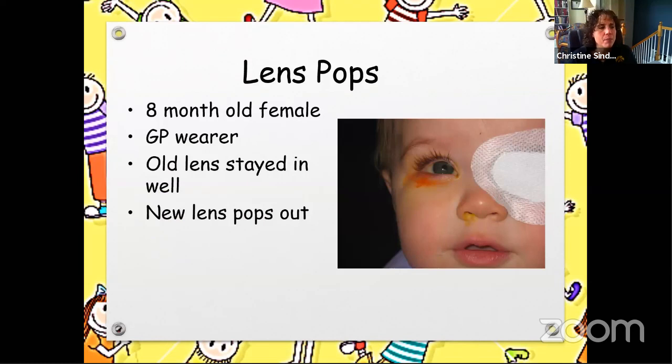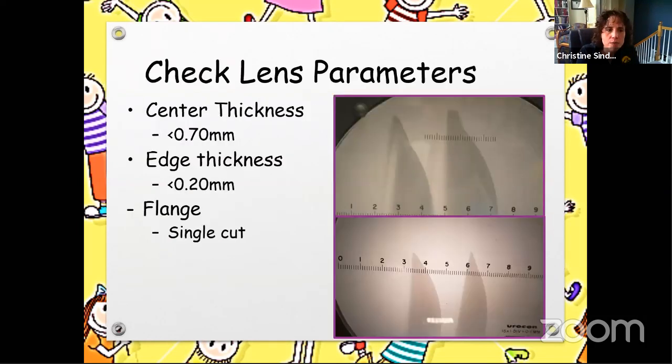In this little 8-month-old perm wearer, her old lens worked well. They had absolutely no problems with it, ordered a new lens, and that lens is popping out. But when they put the old lens in, it's perfectly fine. So you should automatically think there that there's something wrong with the lens, and it's typically an edge issue with the lens or a manufacturing issue.